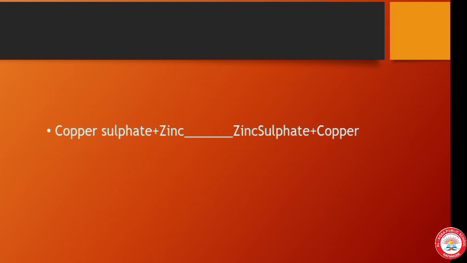For example, copper sulfate plus zinc. That means we have to take copper sulfate solution and add zinc to the copper sulfate solution. Here, this zinc is more reactive than copper. So, it can easily replace copper from the copper sulfate solution and form zinc sulfate plus copper. This copper is reddish color and it will deposit at the bottom of the beaker.